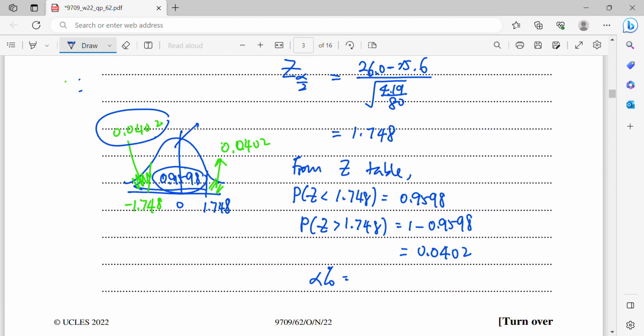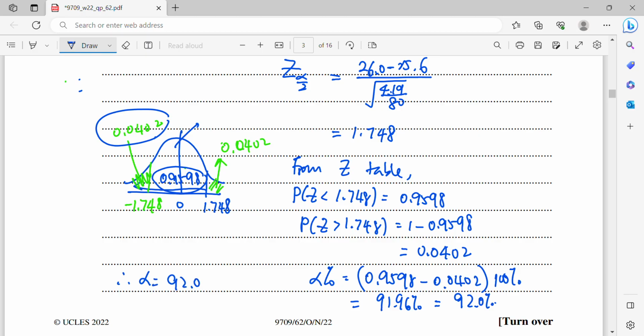Alright, so now my alpha value is going to be 0.9598 minus 0.0402, times 100%. So from here, when you subtract and multiply, at last you'll get 91.96%. And we need to give our answer to 3 significant figures, which means it will be 92.0%. Okay, which means your alpha is 92.0. Alright, so that's all for this solution.